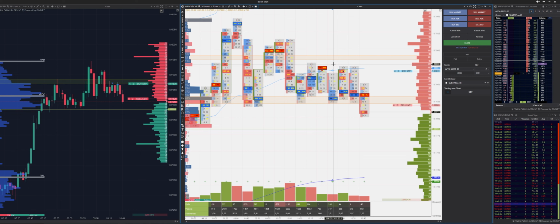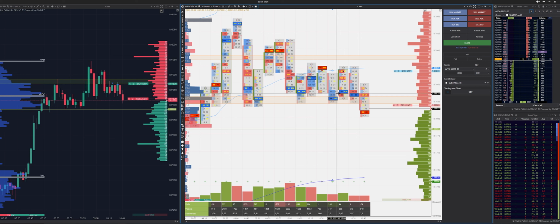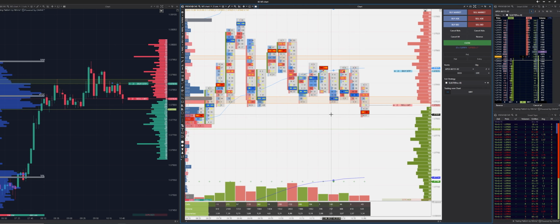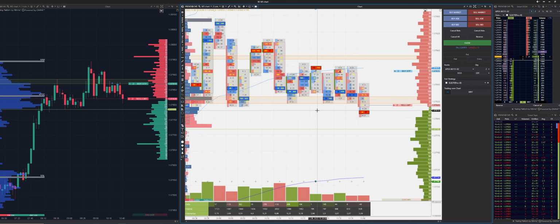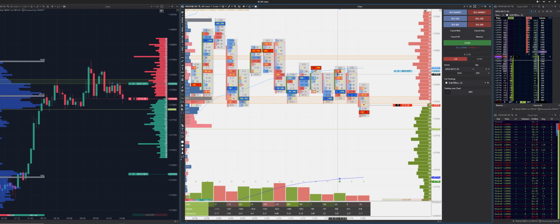Got my stop loss now about this high volume area here. We've seen we had a lot of buyers here, and these buyers are most likely to give up now. So we are going to place our stop loss above these buyers here. You see all the POCs right there. Order is filled right now.